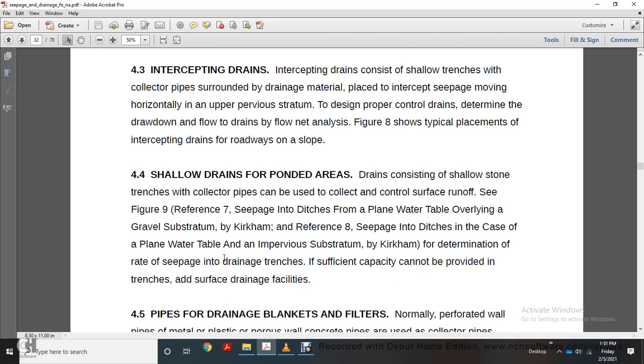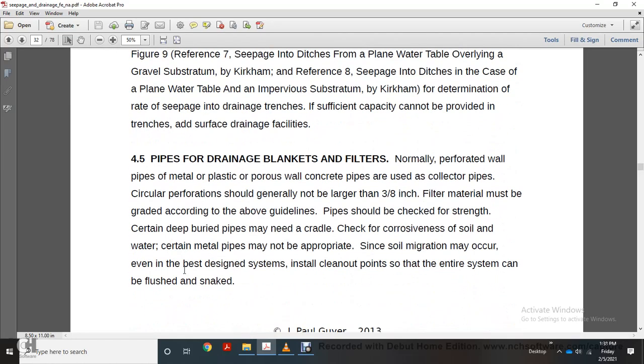For the determination of the rate of seepage within the drainage trenches, sufficient capacity should be provided with the trenches added to serve the drainage facilities.